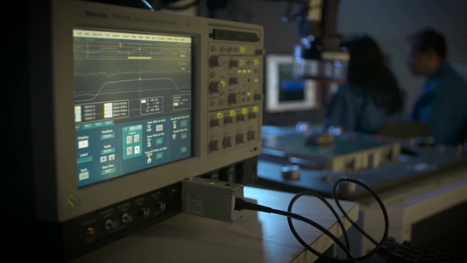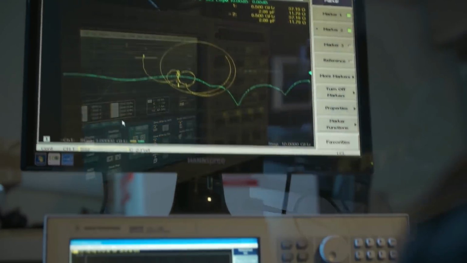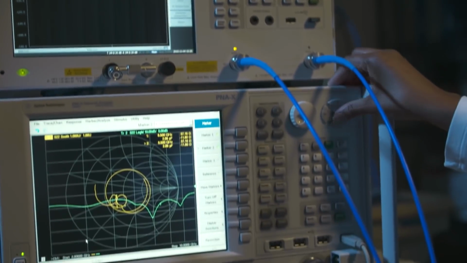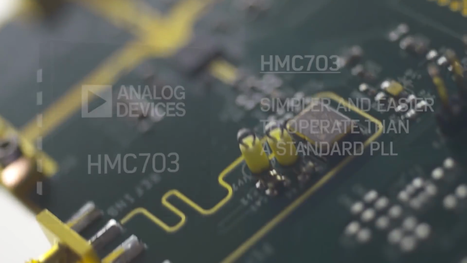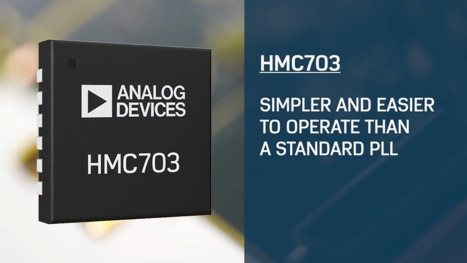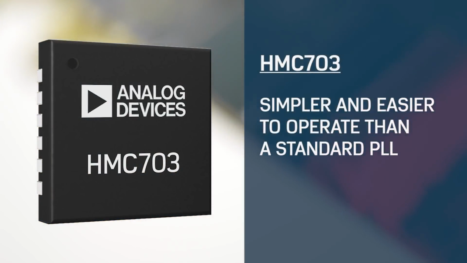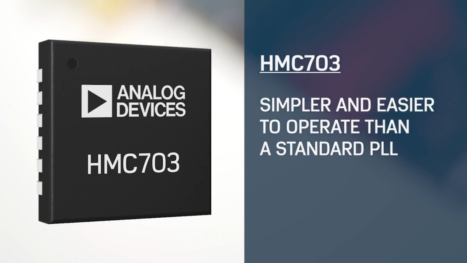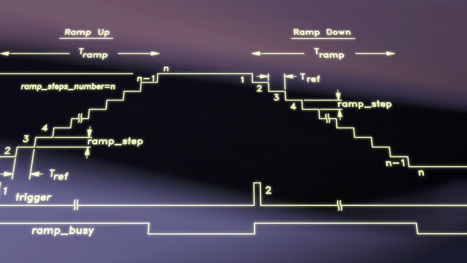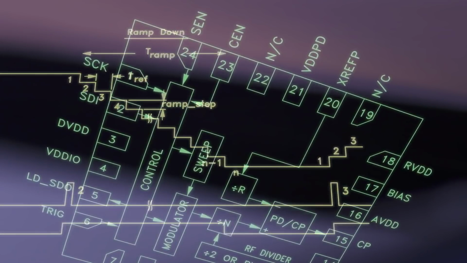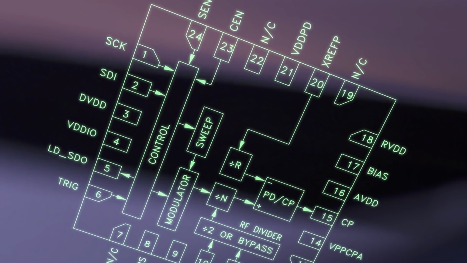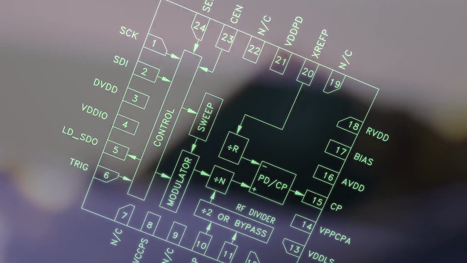A great example is in electronic test and measurement equipment, which require a very low noise clean synthesizer. Our HMC703 has a very low phase noise floor, making it ideal for this application. The HMC703's sweeping and modulation features make it simpler and faster to design in and operate than a standard PLL.